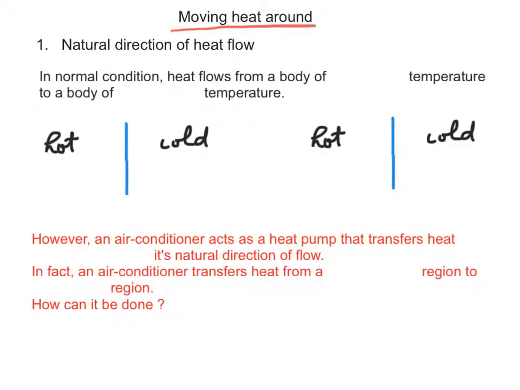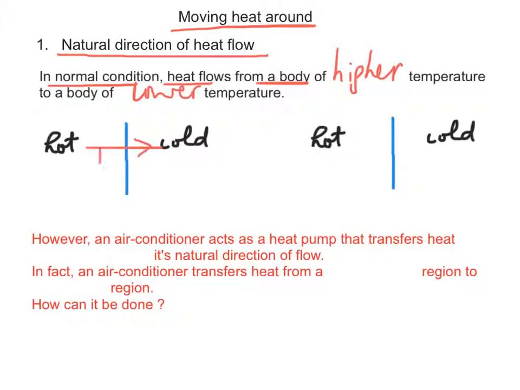Moving heat around, lateral direction of heat flow. In normal condition, heat flows from a body of high temperature to a body of low temperature, that is, from a hot object to a cold object.